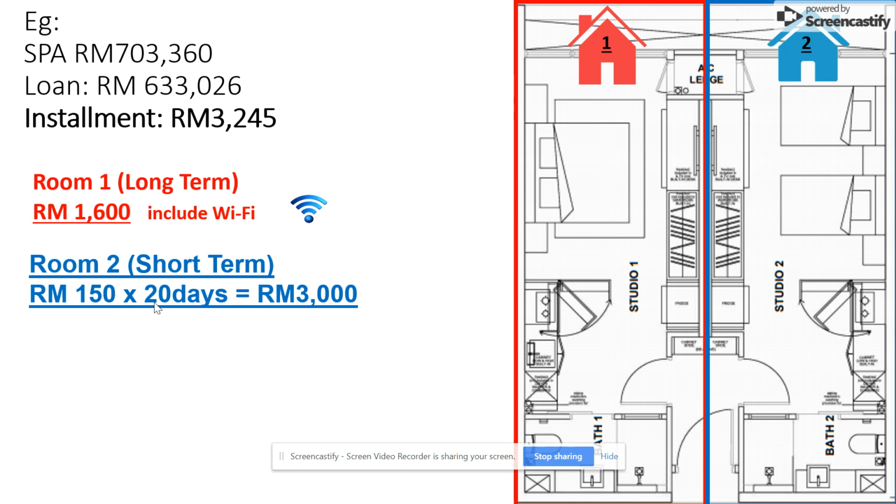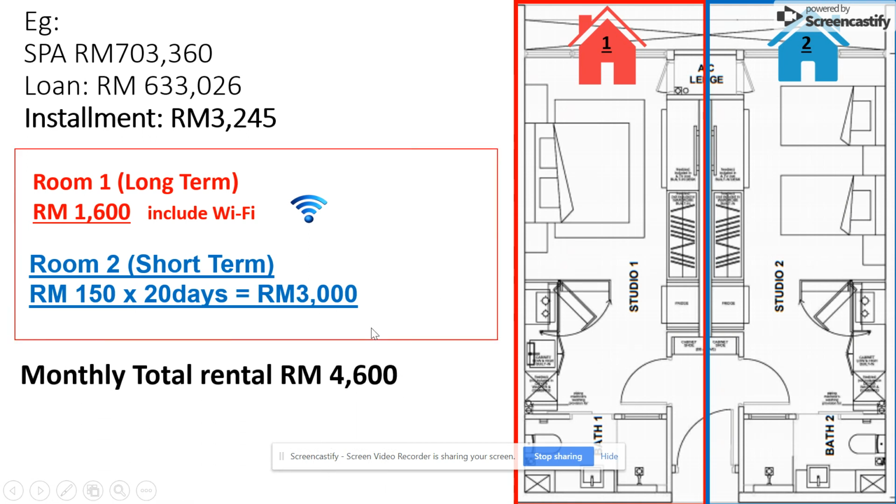Now, Old Klang Road is a strategic area because it's 5 minutes to Mid Valley and it's very close to everywhere: Bangsa, Bangsa South, KL Central, KL. Hence, the occupancy rate is high. So let's look at a conservative 150, as compared to the previous one in Old Klang Road. They are charging at 150, 180. So if you're doing that, what I'm getting for one side is 3,000.